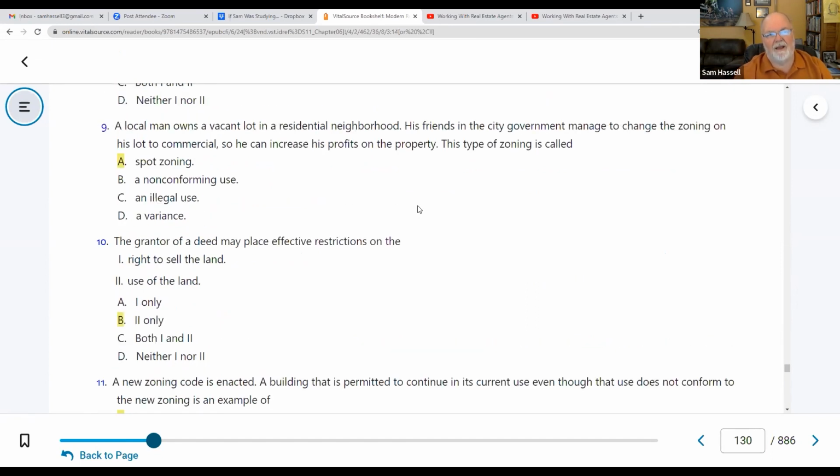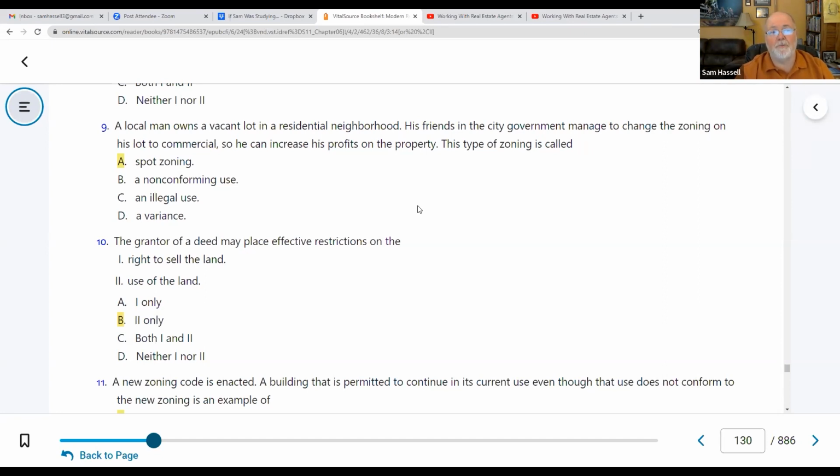Number 9, a local man owns a vacant lot in a residential neighborhood. His friends in the city government managed to change the zoning on his lot to commercial so he can increase his profits on the property. This type of zoning is called spot zoning, all right? So a local man owns a vacant lot in the residential neighborhood. Now it's vacant, right? His friends in the city government managed to change the zoning on his lot to commercial so he can increase his profits on the property. This type of zoning is called spot zoning.